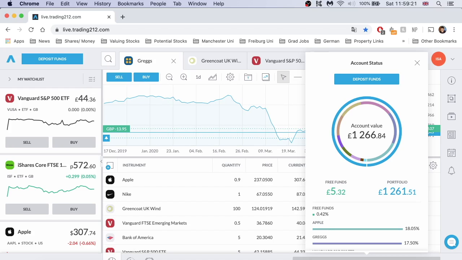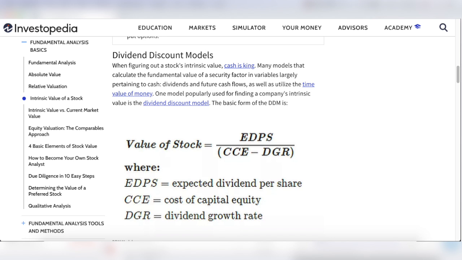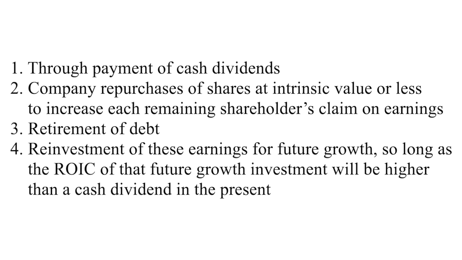So with this in mind, fundamentally I look to calculate what is called the intrinsic value of the business, which is defined as the discounted cash flow of the cash that can be taken out of the business during its remaining life. This can then be used to benefit shareholders in the four following ways: through payment of cash dividends, repurchase of shares at intrinsic value or less to increase each remaining shareholder's claim on earnings, retirement of debt, or reinvestment of these earnings for future growth, so long as the return on invested capital of that future growth investment will be higher than a cash dividend in the present.